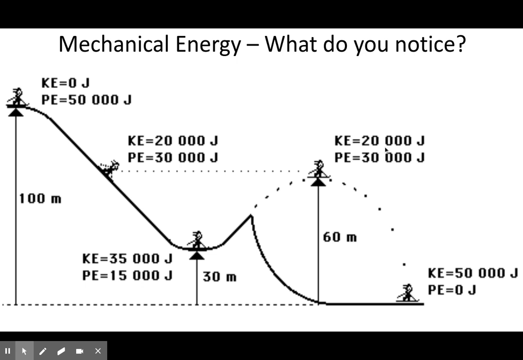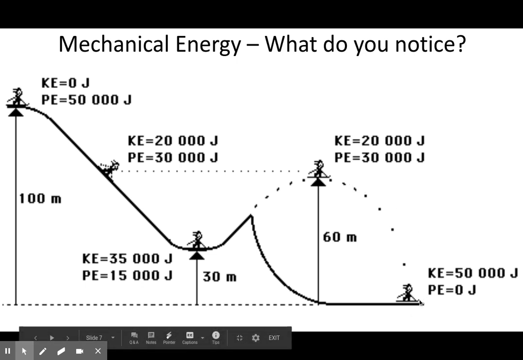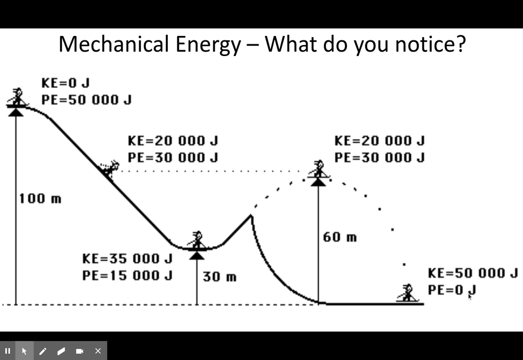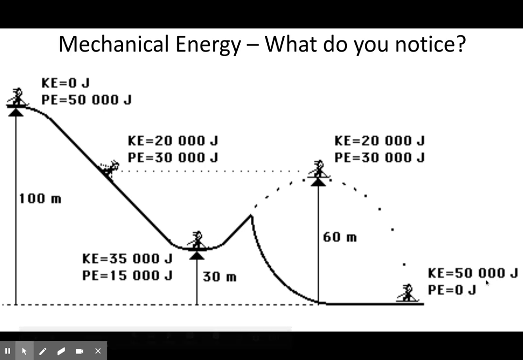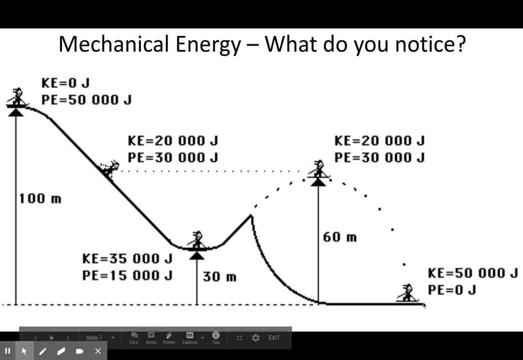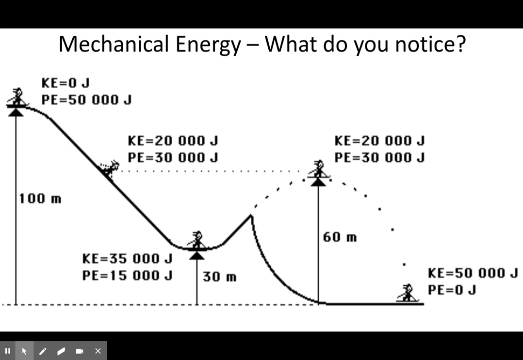But combined mechanical energy is 50,000. Then when we get down to the bottom of the hill, our height is 0, so when you multiply by 0, you get 0 joules of potential energy. But we are now moving as fast as we've been in this diagram, and so we're up to 50,000 joules. Our mechanical energy is 50,000 plus 0, so 50,000 joules.